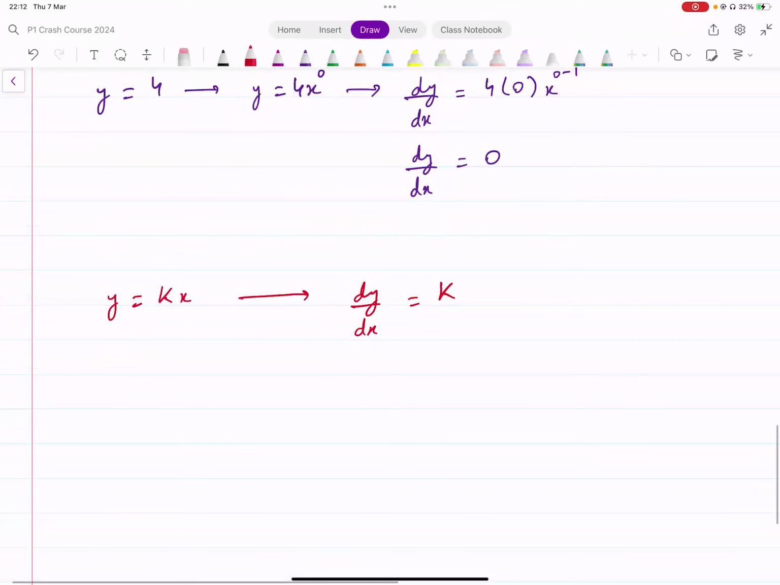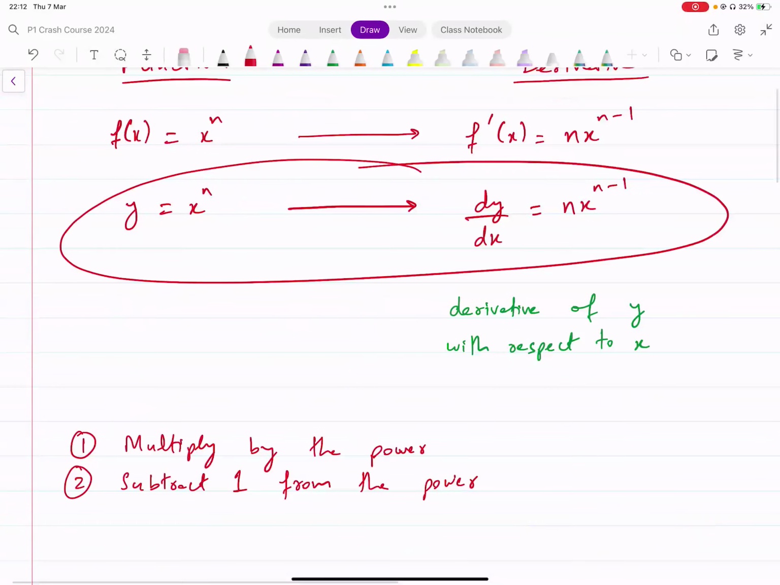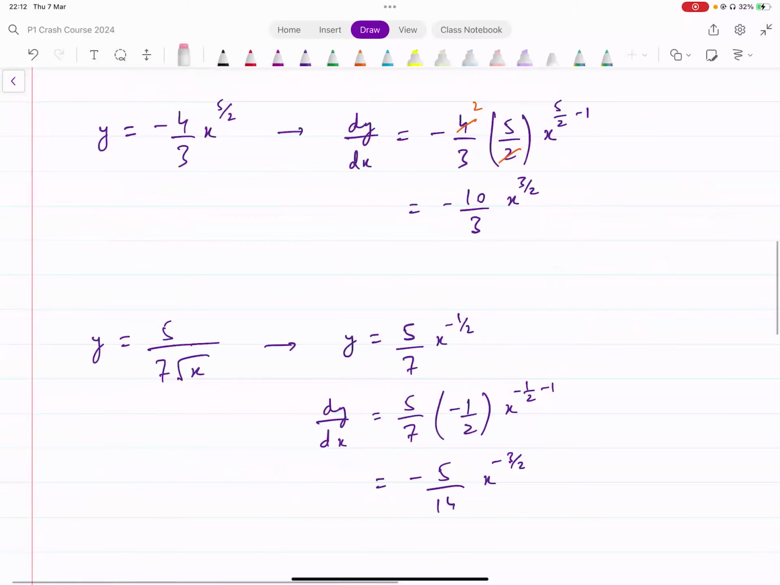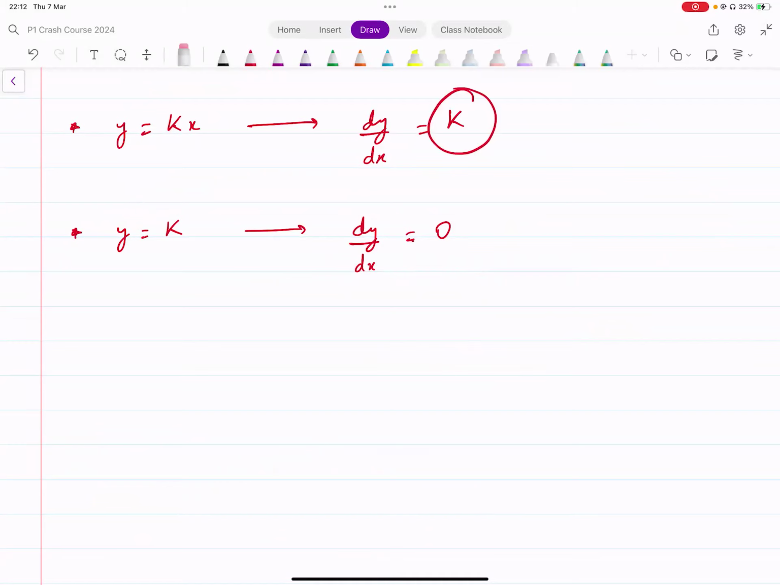Whenever you have y equals k, y equals some constant, the derivative of that is going to be equal to 0. Now, these are not some separate rules as such. These are just special cases of this power rule itself, right? We're using the power rule there as well. However, when you have something like this, there's no need to apply that rule explicitly. You can just write down the derivatives directly. That's why I'm writing them separately. So you can remember this. Whenever you have something into x, the derivative is just going to be the constant with that x. And when you have just a constant, the derivative is going to be 0.